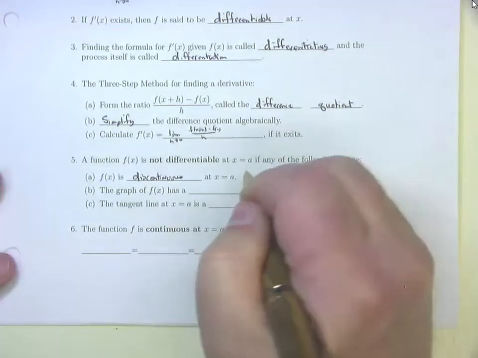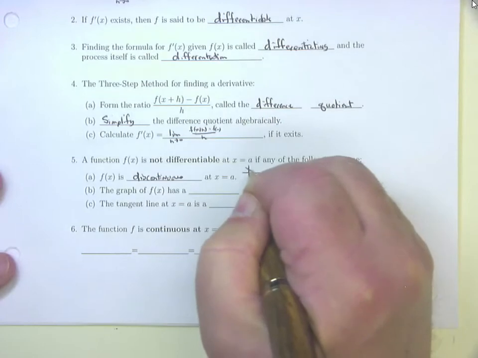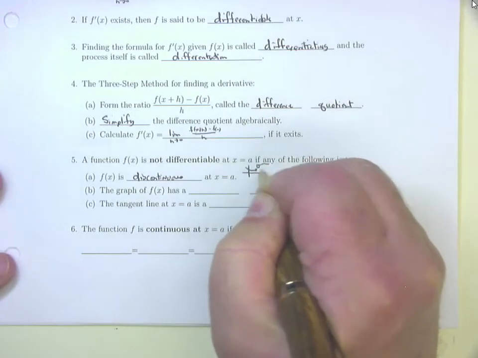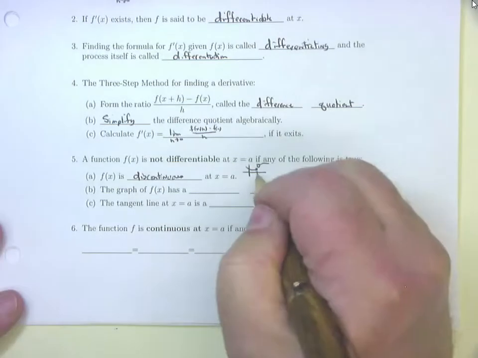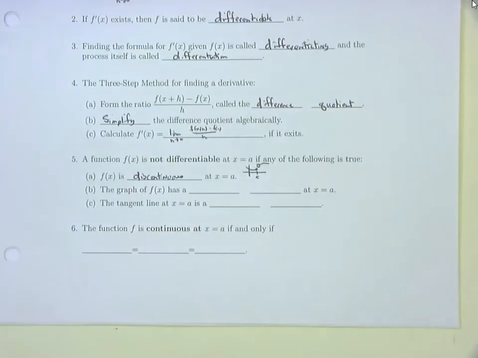I'll give you a little visual aid here. If I've got a function that does this and then does this, with a break in your function right at that point a, whatever that a happens to be, the function is not differentiable. You can't be differentiable over a broken spot. You've got to be continuous.